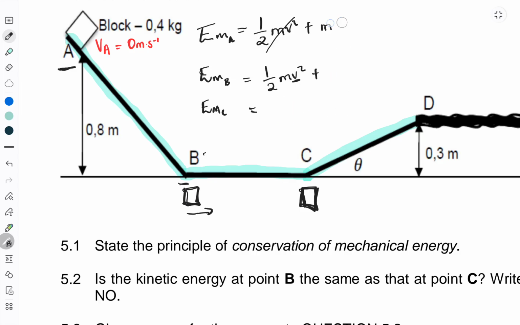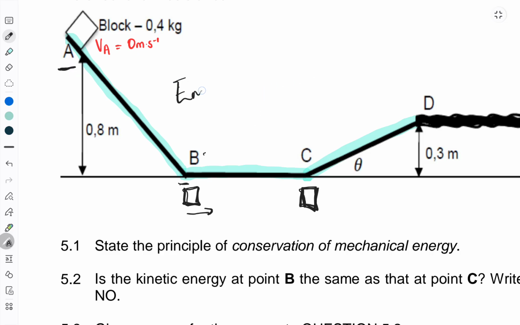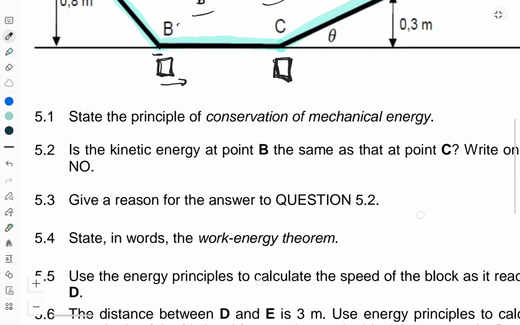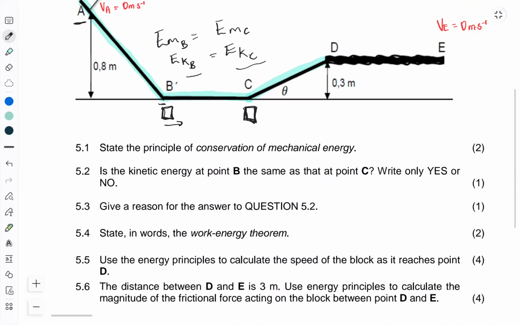Okay, let me erase this. If you say EMB equals EMC, you will find that at B the only thing there is the kinetic energy, and at C the only thing there is also the kinetic energy. So you see that the kinetic energy at B is the same as the kinetic energy at C. That's another way of looking at it, okay? All right, so our answer is yes, and then for 5.3, we have to give a reason for our answer. The simple reason is that the surface is frictionless, or this is an isolated system from B to C.